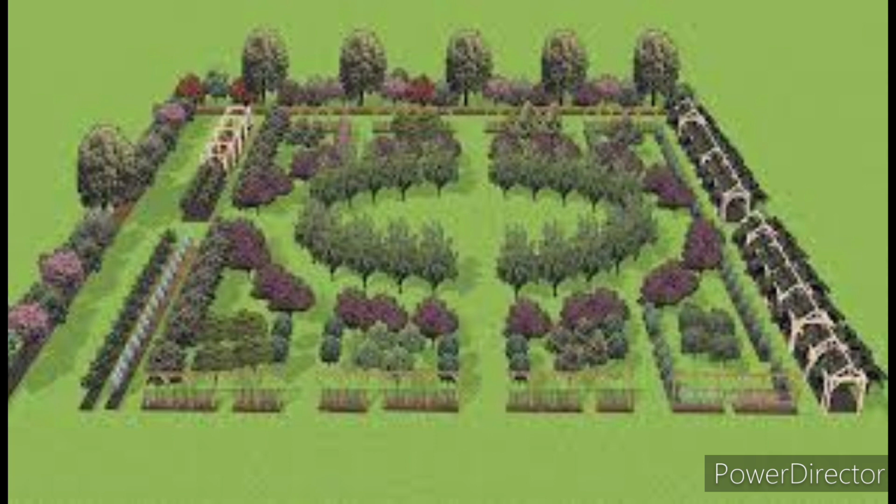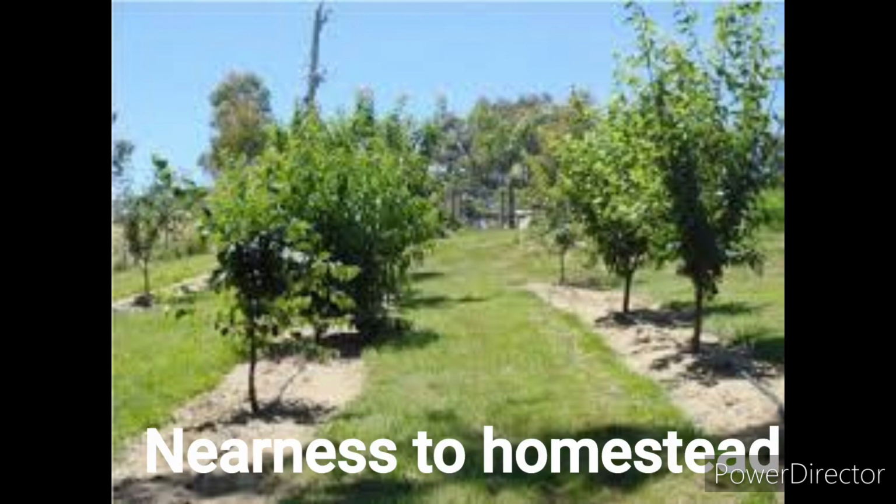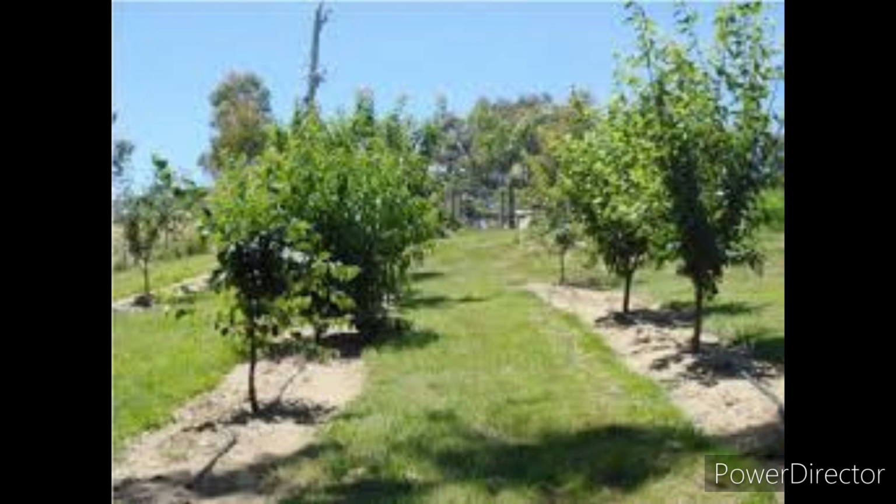The first factor that we're going to consider is the nearness to the homestead. The orchard should be near your homestead or near your school for easy management, for security. So when the orchard is far away from the school or from the home, it may be difficult to manage and thieves might come and steal the fruits. So it must be near the school or the home.